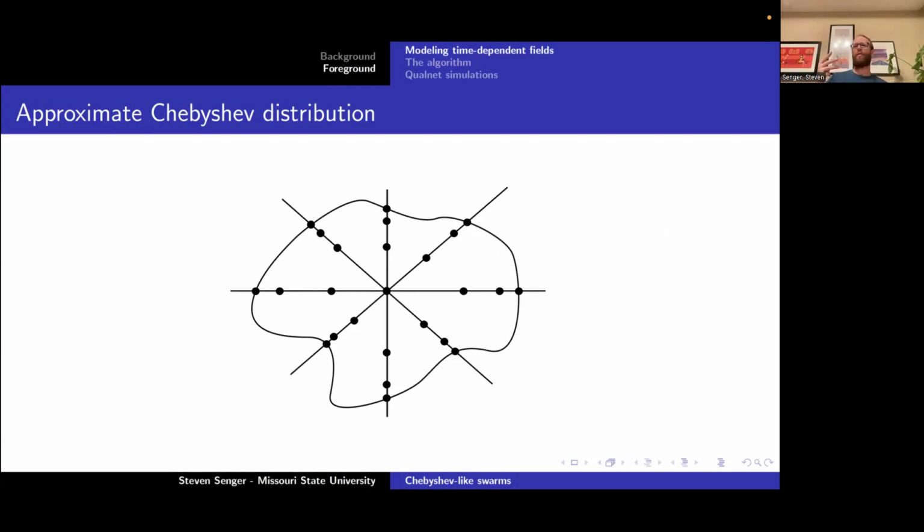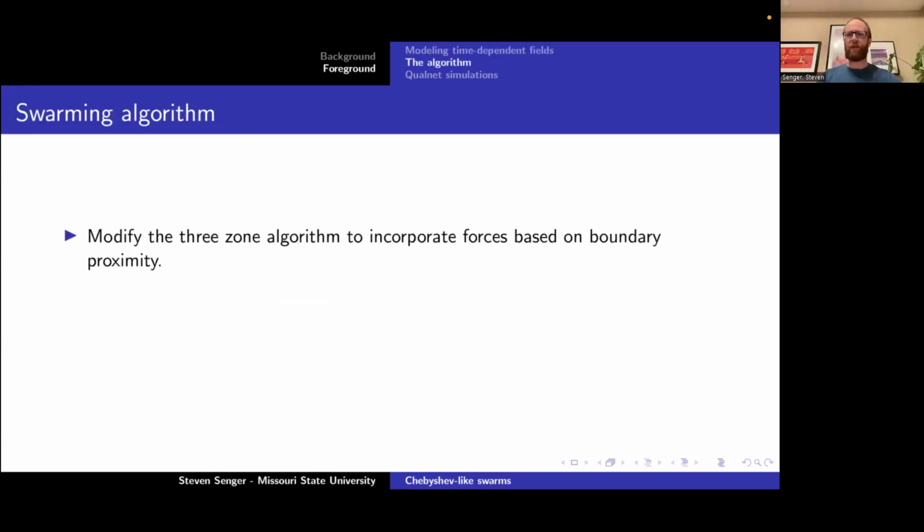Remember with the 3-zone swarming, it was just move away from people that are too close, move like people that are medium distance, and move toward people that are far away. Now we're going to have kind of a fourth rule, which is also obey something to do with the boundary. And this boundary thing is going to take a minute to explain. So the fourth rule is a lot more complicated.